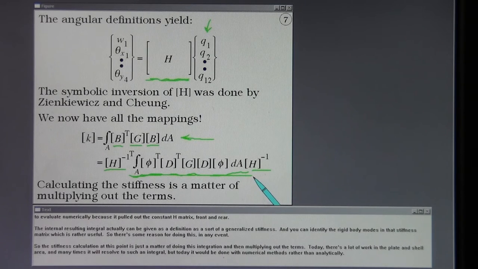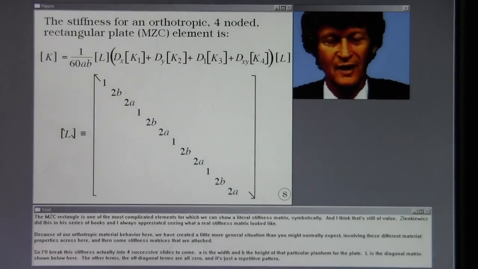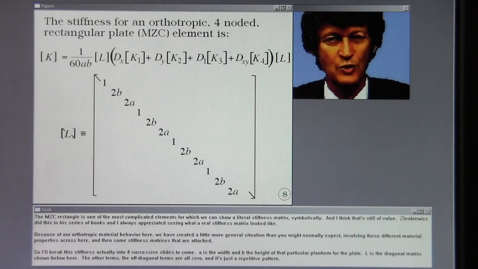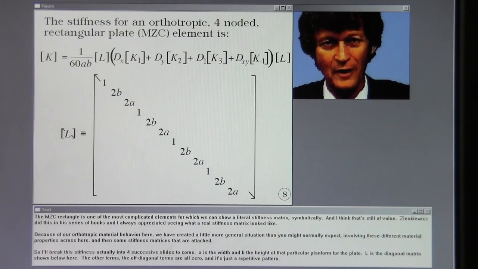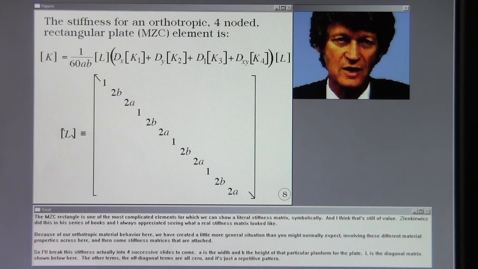Today, there's a lot of work in the plate and shell area, and many times it will resolve to such an integral, but today it would be done with numerical methods rather than analytically. The MZC rectangle is one of the most complicated elements for which we can show a literal stiffness matrix symbolically. And I think that's still of value. Zienkiewicz did this in his series of books, and I always appreciated seeing what a real stiffness matrix looked like.